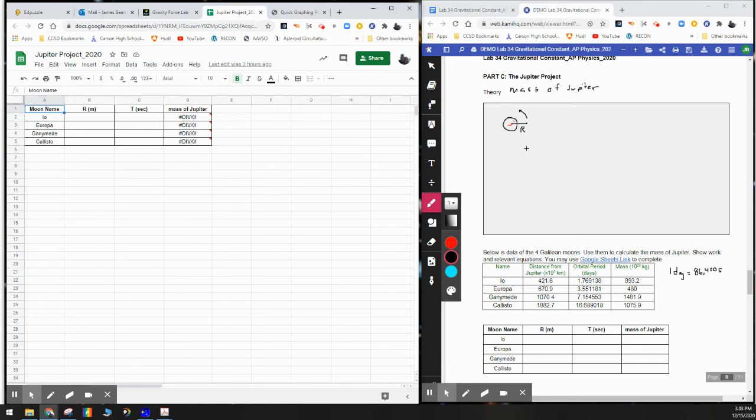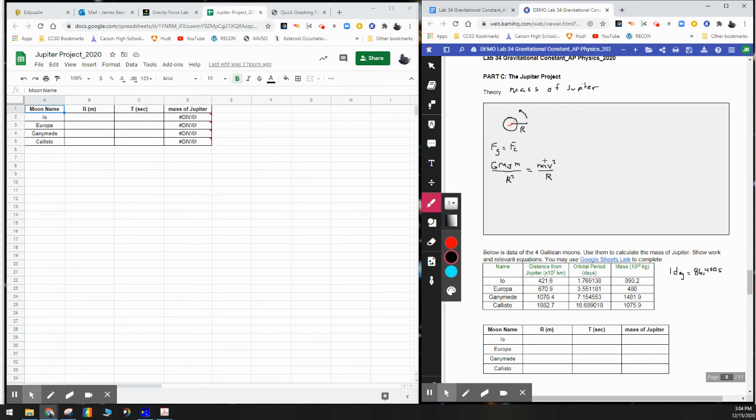Now the theory. Gravity is keeping this in nearly circular orbit, so the force of gravity is supplying the centripetal force. The force of gravity is big G, the mass of Jupiter, and little m, the mass of the moon, divided by r squared, equals the mass of the thing going around in a circle, m, times v squared over r.